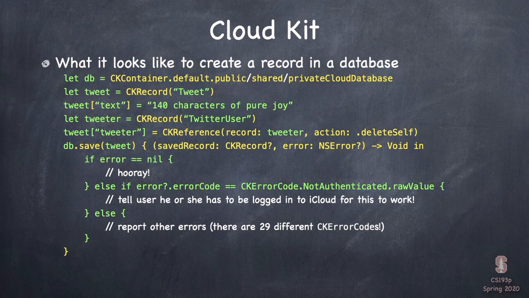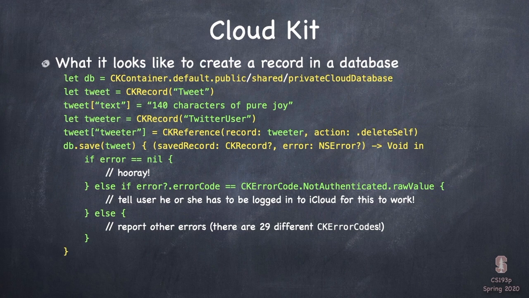It might take a long time if the network's down, or it might eventually fail if the network's down. But if it can finally get through and write the information that you want, this tweet record, then it's going to call this closure that you give it back. And this closure has two arguments. One is the record that it saved, if it was successful. And the other one is the error that was generated if it was not.